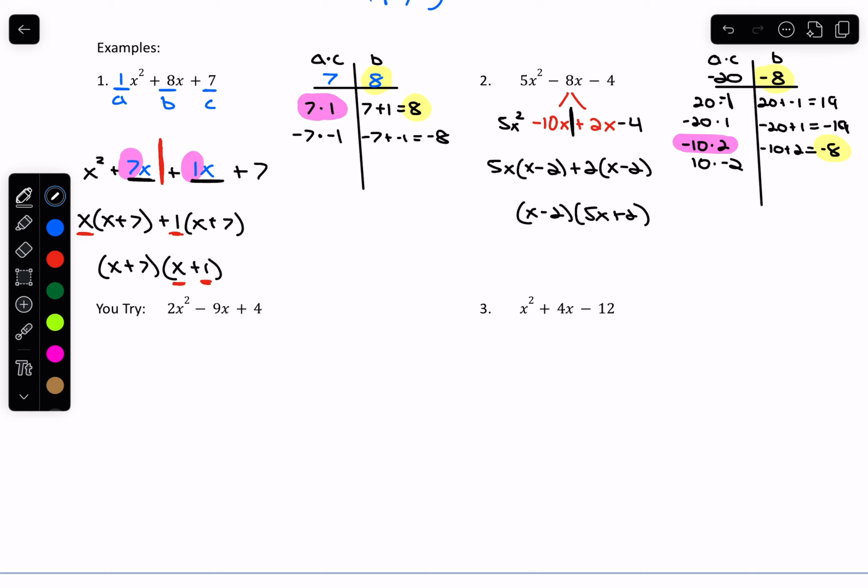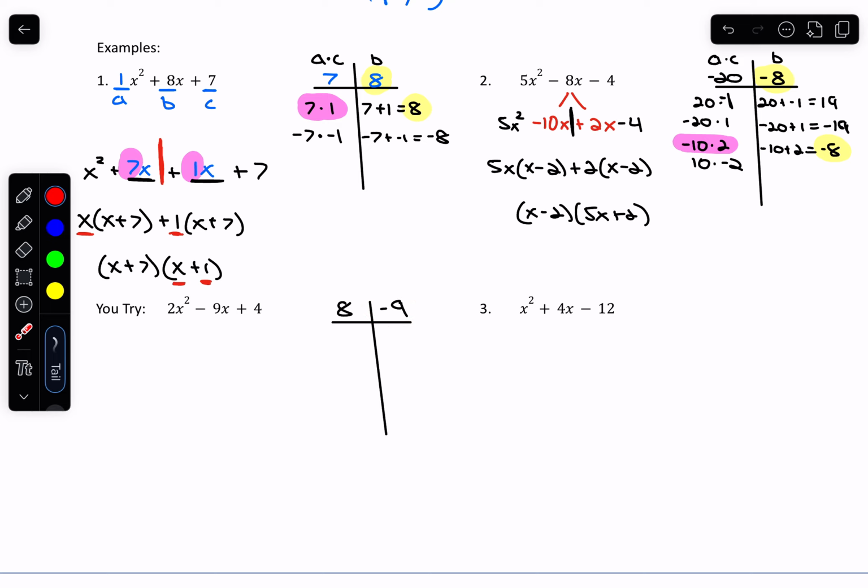All right, hopefully you took a second to try that next one. So now for the you try, all of these I'm going to start the same way by making a little t-chart. In the top left, a times c in this case is 2 times 4, which is 8, and the b term is negative 9. I need two numbers that multiply to give me 8, but add to give me negative 9. And this is a good example because notice the AC term is positive and the b term is negative.